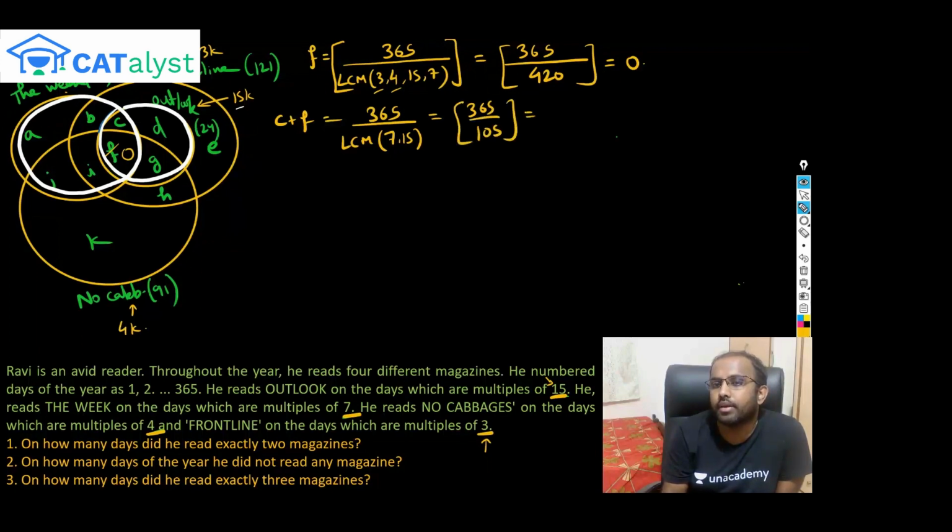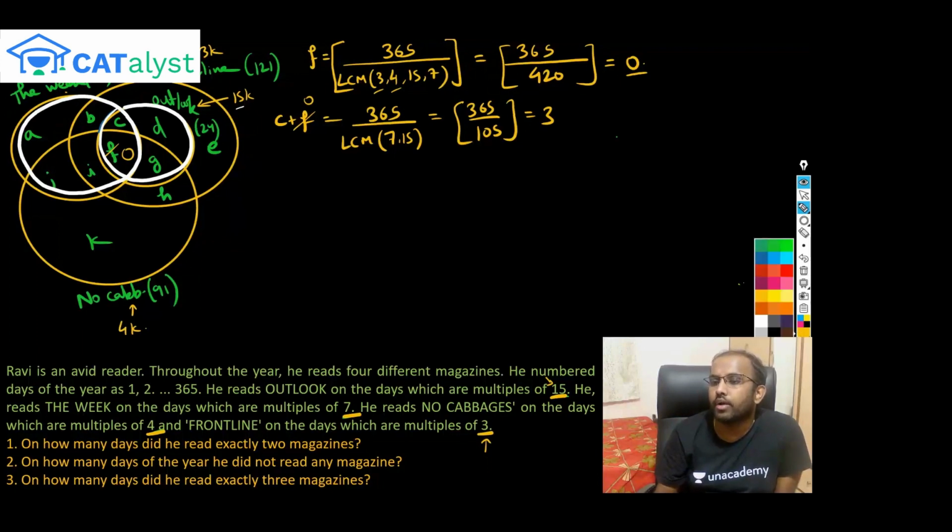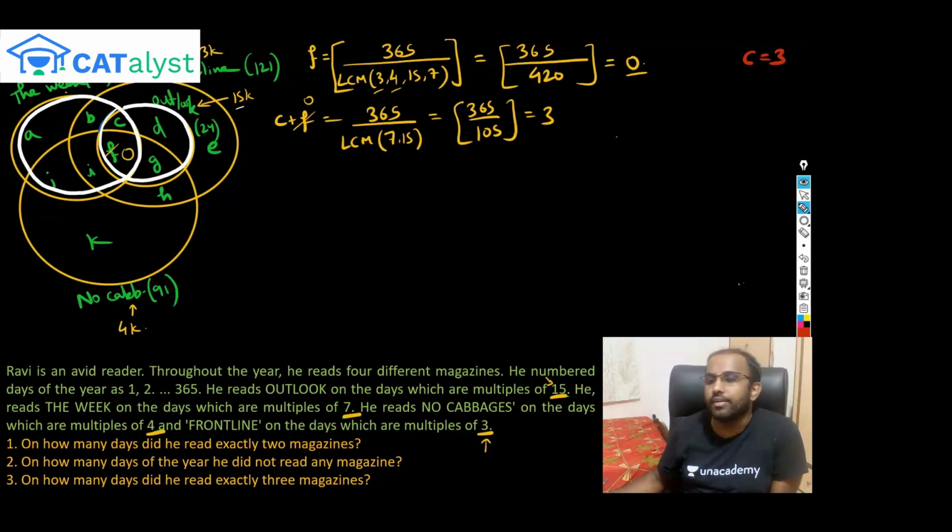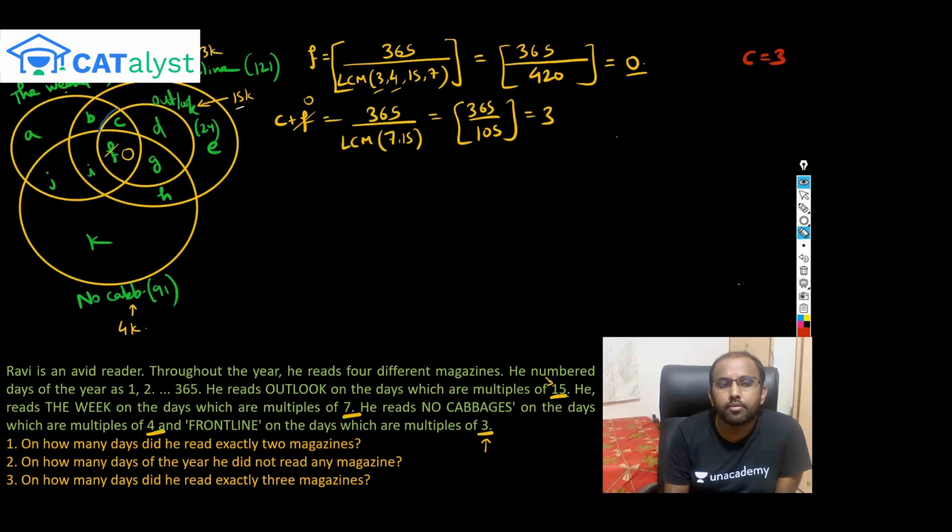This will be 3, right? That means 3 days will be common. In that, f is 0 already, right? We calculated f as 0. That means for sure I got the value of c is equal to 3. Let's write this outside: c is equal to 3. So I'm just completing the diagram. Just stay for 15 minutes, okay? All doubts will be cleared in this.